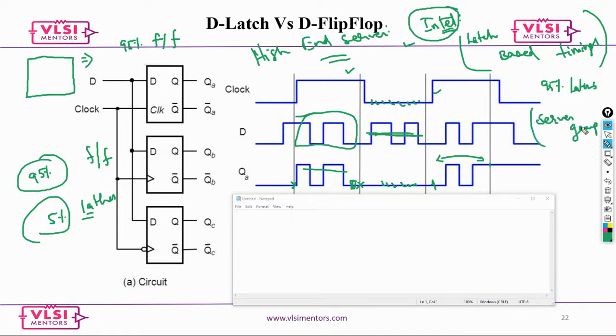So if you are targeting the Intel server group, it's better to be thorough with latch based timing analysis. I know you might not understand what timing analysis means yet, but we will cover that. But you can do your homework if you are planning to target Intel. Any question on latch? Maybe I'll give you a minute to ask questions. Is the latch clear?